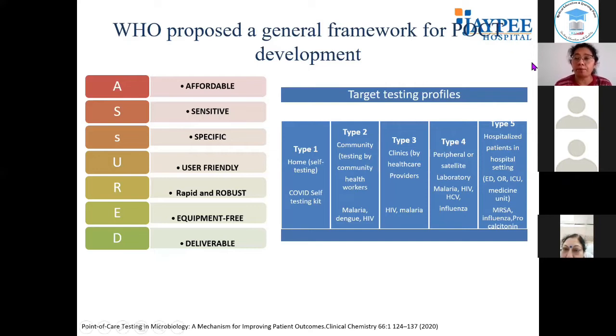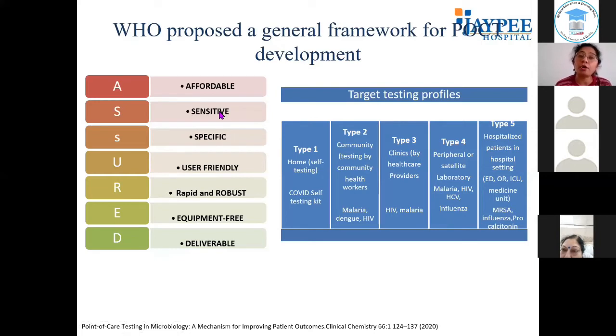Then the group had testing profiles. Again, as I said, they have different names. So they categorized point of care testing into different types: type 1, type 2, type 3, type 4, type 5. Type 1 was self-testing based, type 2 was where you go to the community and do the testing, usually done by a healthcare worker. Then type 3 is at the doctor's clinic where the testing is done. Then type 4 is done in peripheral or satellite labs, and type 5 is done in hospitalized patients like your ER, or you have a separate lab for your ER, which gives you stat reports, faster reports.